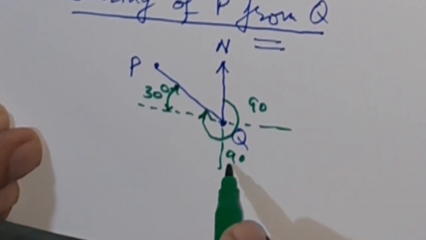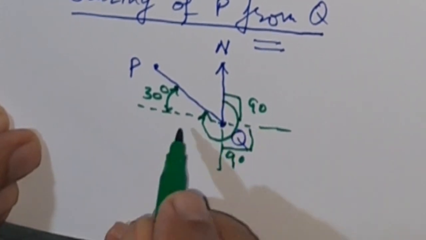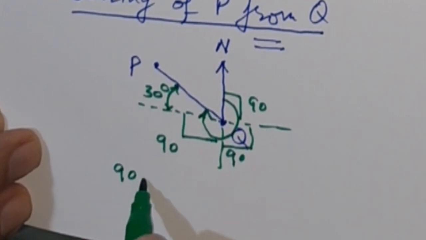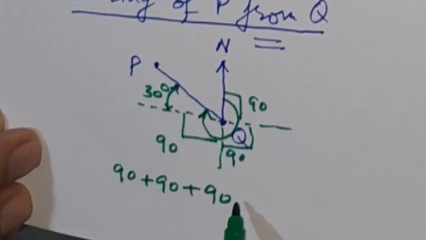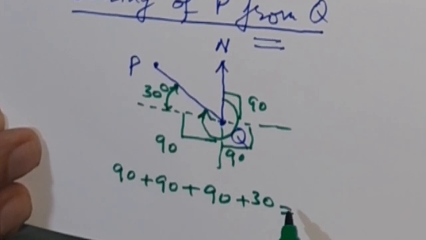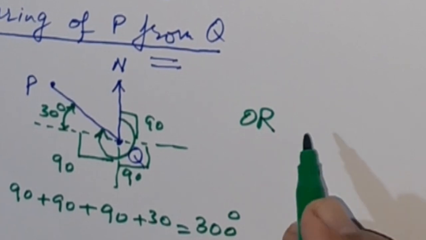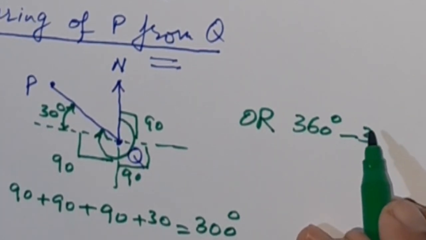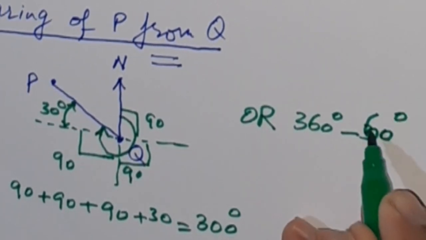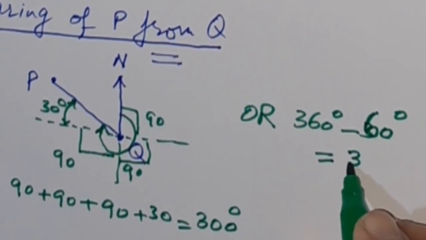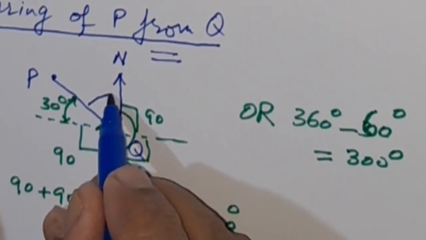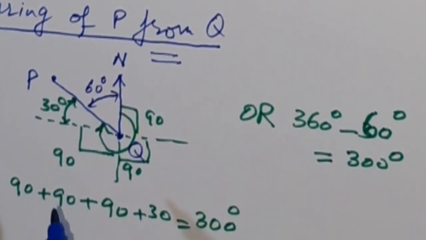90 plus 90 plus 90. So 90 plus 90 plus 90 plus 30 would be 300 degrees, or 360 degrees minus 60 degrees will be equal to 300 degrees, because if this is 30 degrees, then this will be 60 degrees. I hope you have understood how to read.